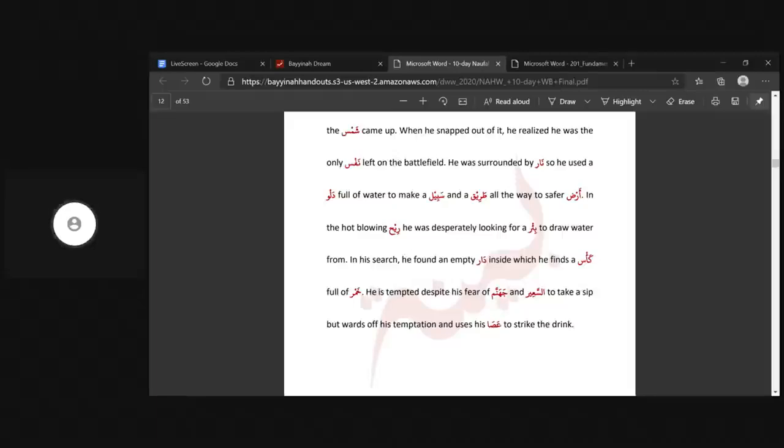In the hot blowing rih, which is wind, he was desperately looking for a bi'r. Bi'r means well, to draw water from. In his search, he found an empty dar, house, inside which he finds a ka's, which is cup, full of khamr, wine. He is tempted despite his fear of Jahannam and Sa'ir, both of these mean hellfire, to take a sip, but wards off his temptation and uses his asa, staff, to strike the drink.